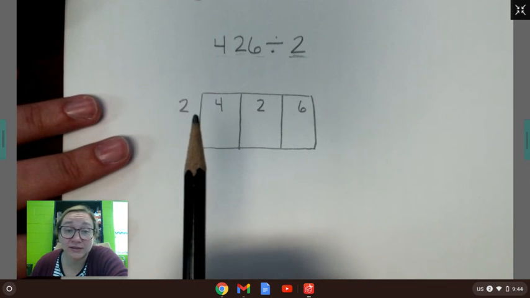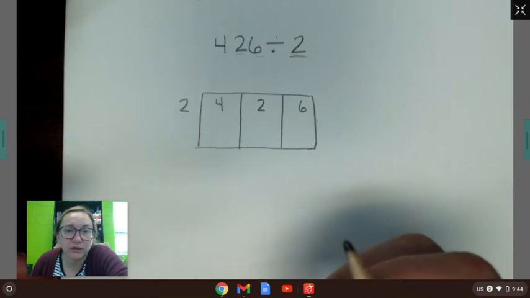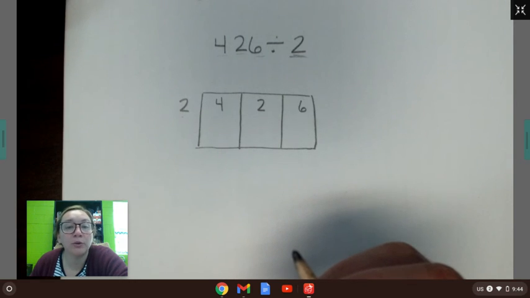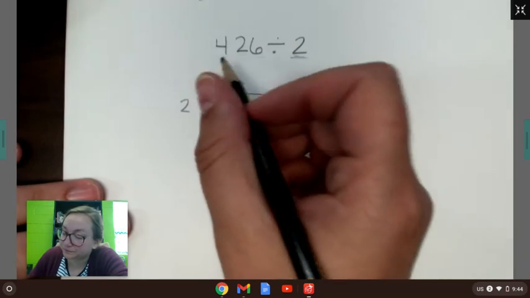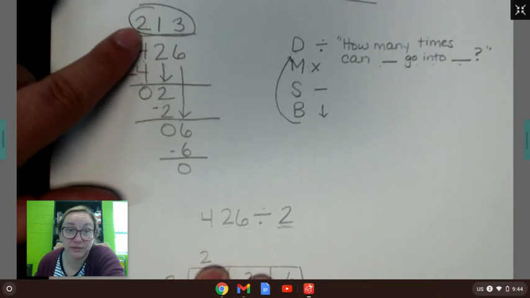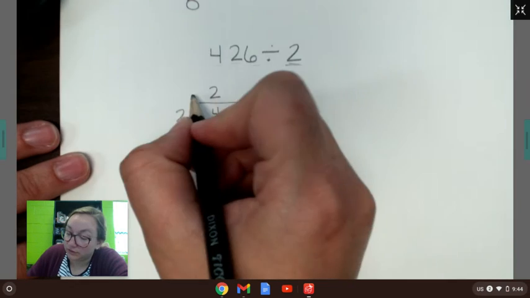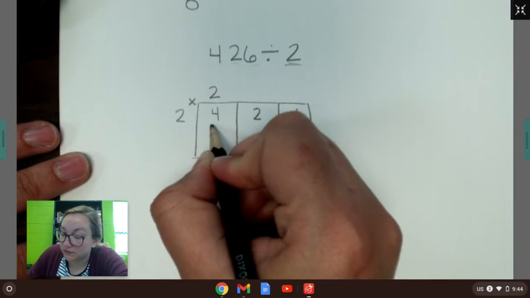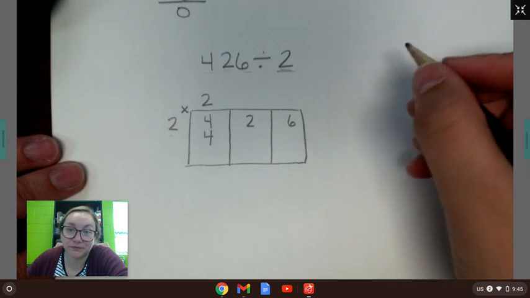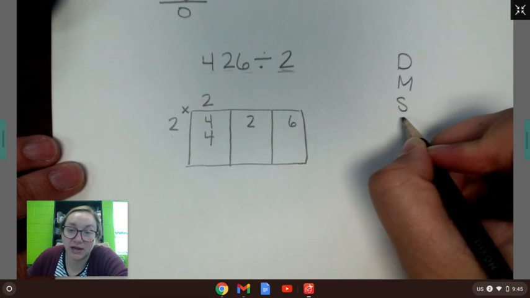The first thing we're going to ask ourselves is how many times can 2 go into 4? Well, if you know your facts, you know that 2 times 2 is 4. So 2 can go into 4 2 times. So that's the division part. So, that's exactly what we did up here. Now we're going to multiply. 2 times 2 is 4. Now we go to the next step. So I'm going to put it right here. So we just divided, we just multiplied, now we subtract.